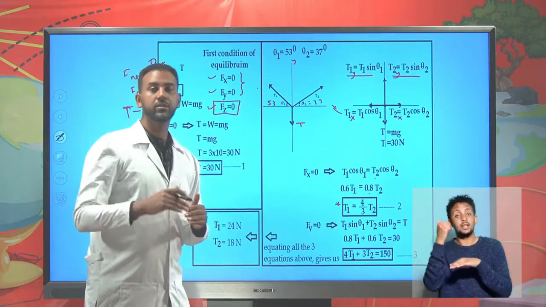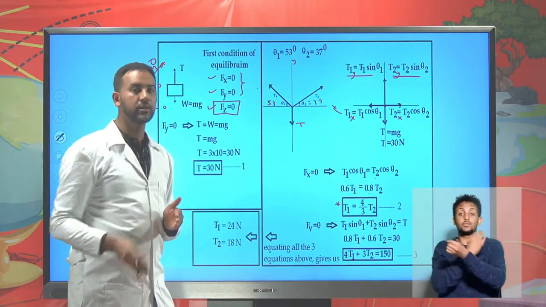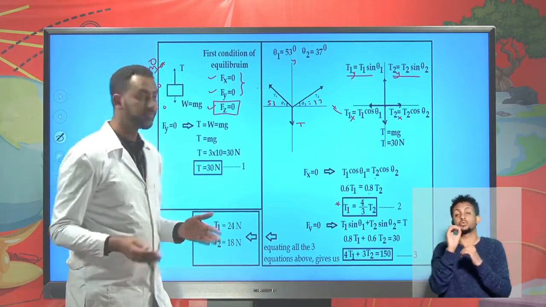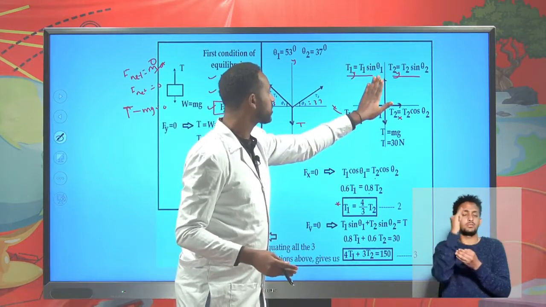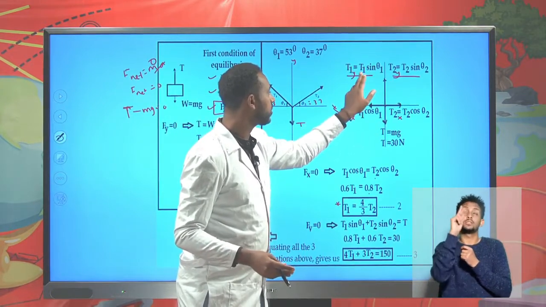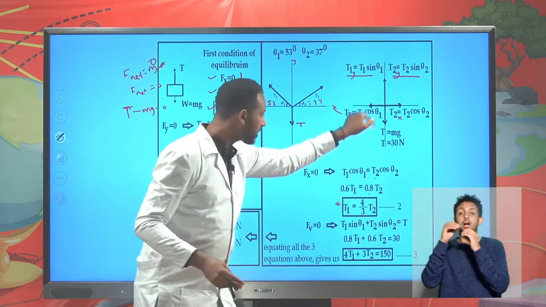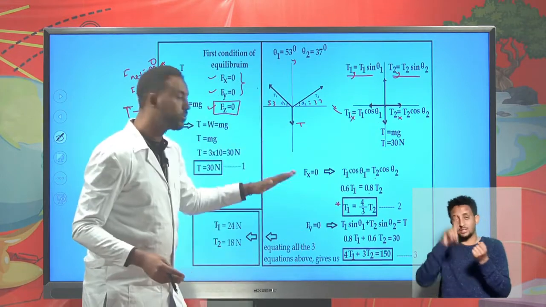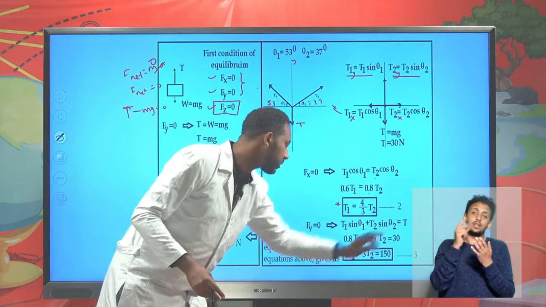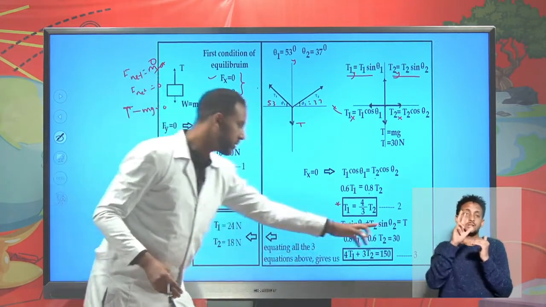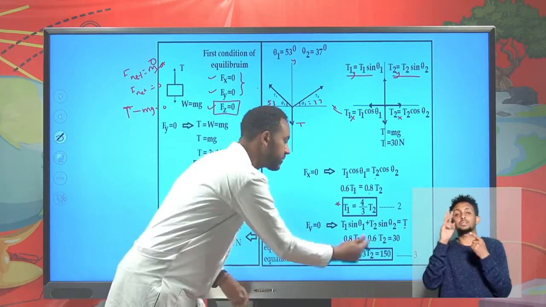And the other concept is, when you apply the first condition of equilibrium, the net force acting along the y-axis must also be 0, or it must be balanced. So what are the forces acting along the y-axis? The upward force components, T1y and T2y, or T1 sine theta 1 and T2 sine theta 2, are acting upward, and the force acting downward should be balanced. So T1 sine theta 1 plus T2 sine theta 2 equals 30, where the downward force is T. 0.8 T1 plus 0.6 T2 gives us 30.